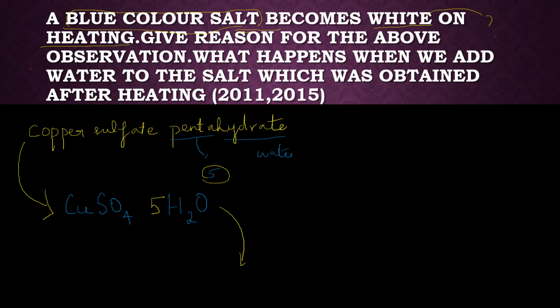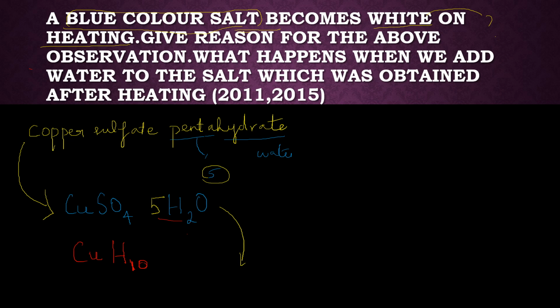Now let me write the formula again, but in a different way. How can we write the same formula in a different way? Just multiply this. 5 into 2 is 10, right? So first write the copper, then 5 into 2, it's 10. Just multiply the coefficient and subscript of the hydrogen atom. What will happen? 10. So write the H and mention the 10 in the subscript.